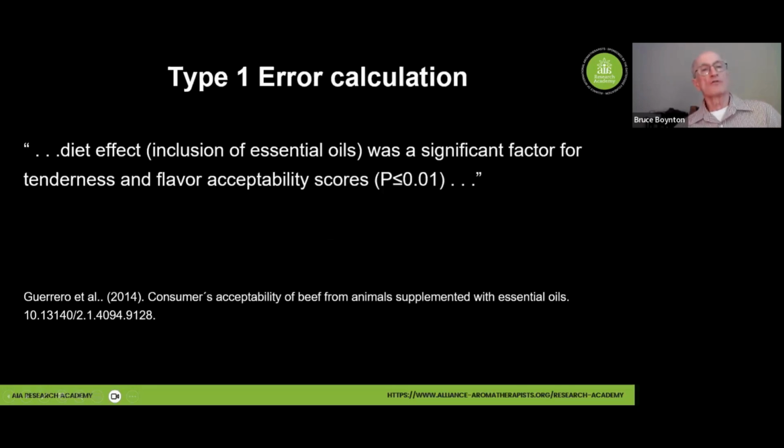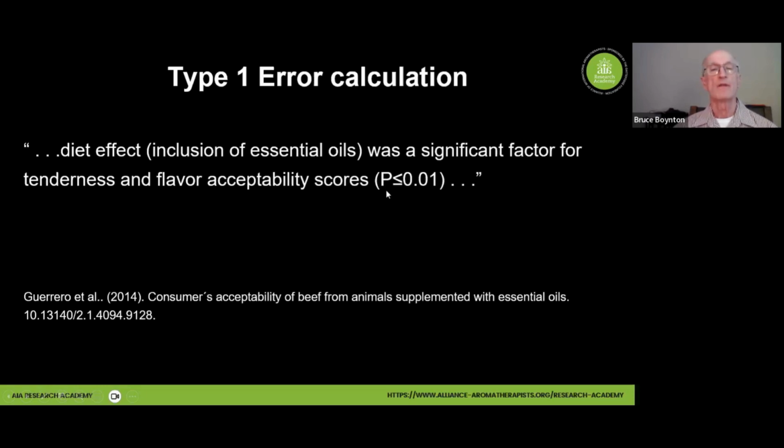Okay, let's show some examples of aromatherapy papers where they have discussed type 1 and type 2 errors. This is an interesting paper from back in 2014. Consumers' acceptability of beef from animals supplemented with essential oils. I guess they fed these cattle essential oils and see how good the beef is. But they said diet effect, inclusion of essential oils, was a significant factor for tenderness and flavor acceptability. P is less than or equal to 0.01.